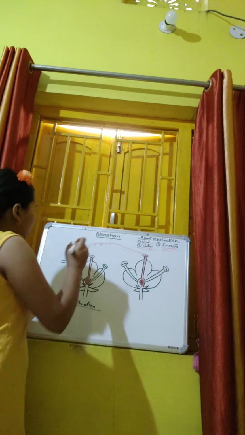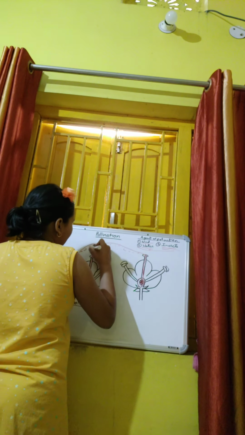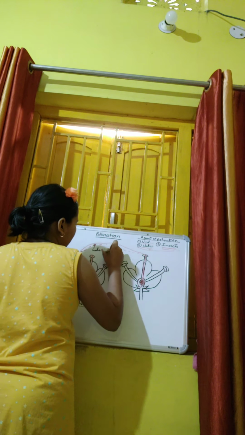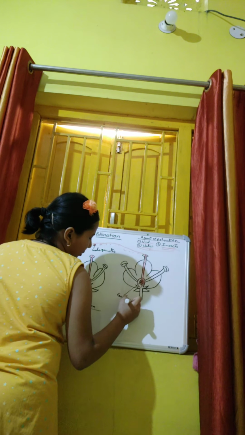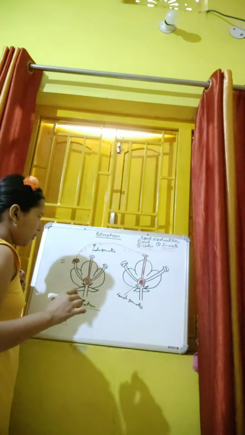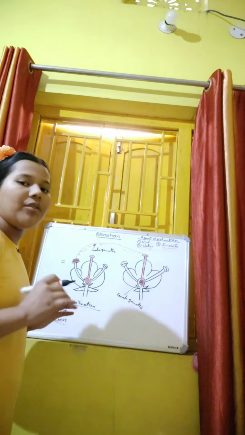Okay. Now these pollen grains contain male gametes in them, and the ovules have female gametes in them. They have male gametes and they have female gametes. So this is the whole process of pollination.